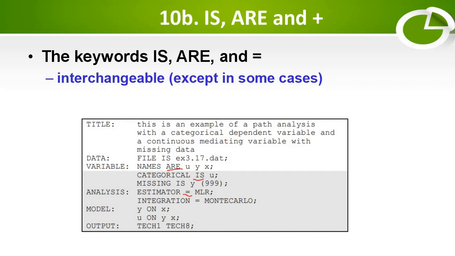Then there are three other operators: IS, OR, and plus, and ON. And these are all interchangeable in most of the cases. For example, if you write here NAMES ARE like this one, CATEGORICAL IS, ESTIMATOR IS, so these are all interchangeable.